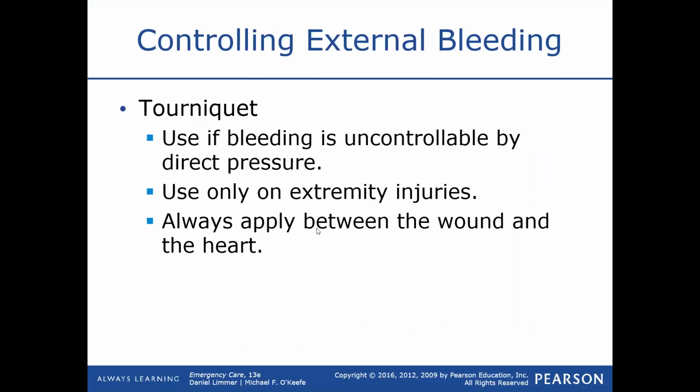Okay, then on to tourniquet. Tourniquet's usually the last thing we're going to be able to do to control bleeding. If it's out of control, we're going to use a tourniquet. If we did direct pressure and a pressure dressing and it didn't help, then we're going to go to a tourniquet. We use it if the bleeding is uncontrollable by direct pressure and pressure dressing. Use only on extremity injury. So we're not going to put a tourniquet around somebody's neck.